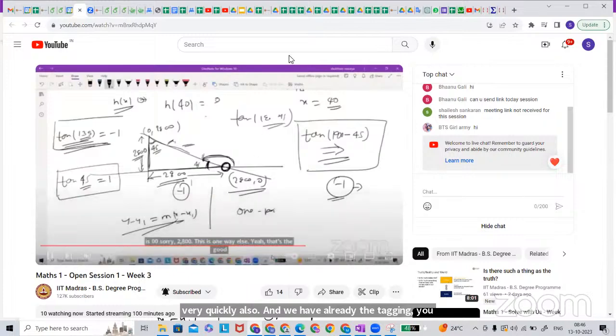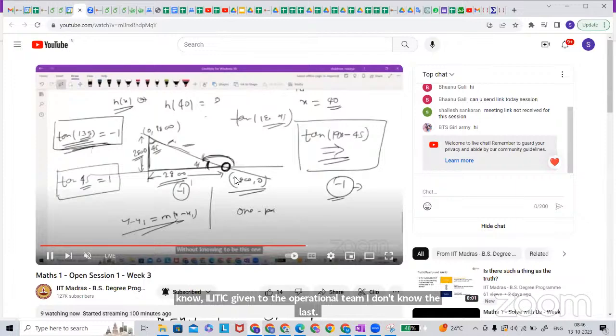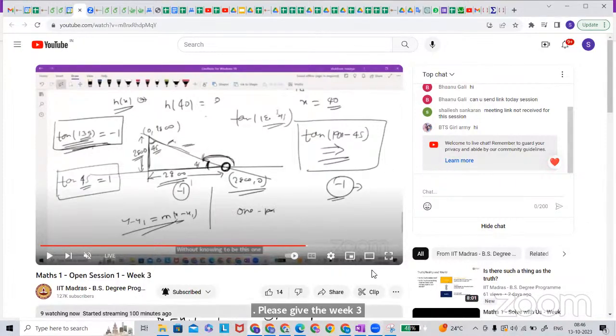I don't know the last. It is already tagged. Please give the week 3 summary. Yes, sir. Then, sir, please clear doubts. Let me finish the doubts first, because who is here for doubts? Because we already have one, no? And the summary will not take much time. I will do half the summary, then doubts after the summary. So we are here for summary only, sir.